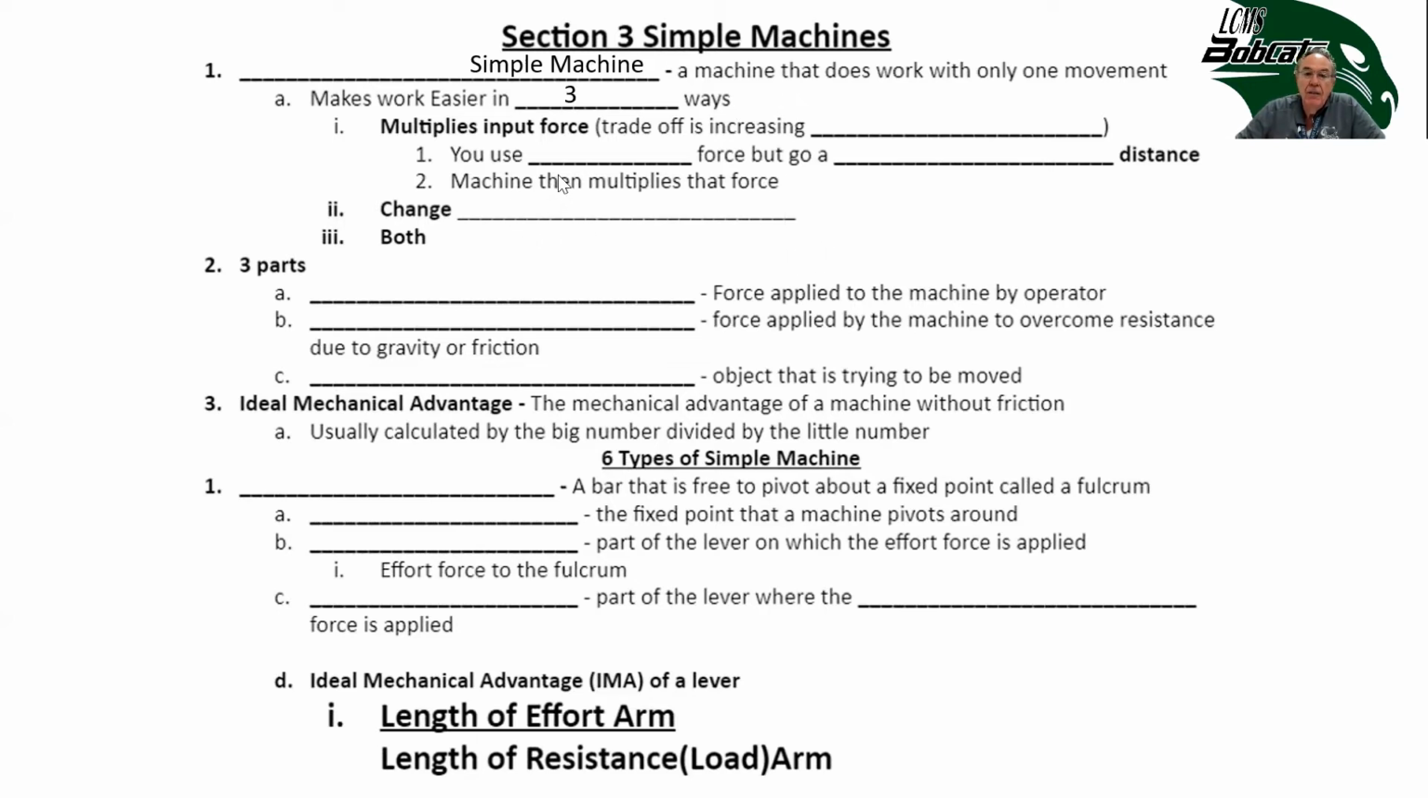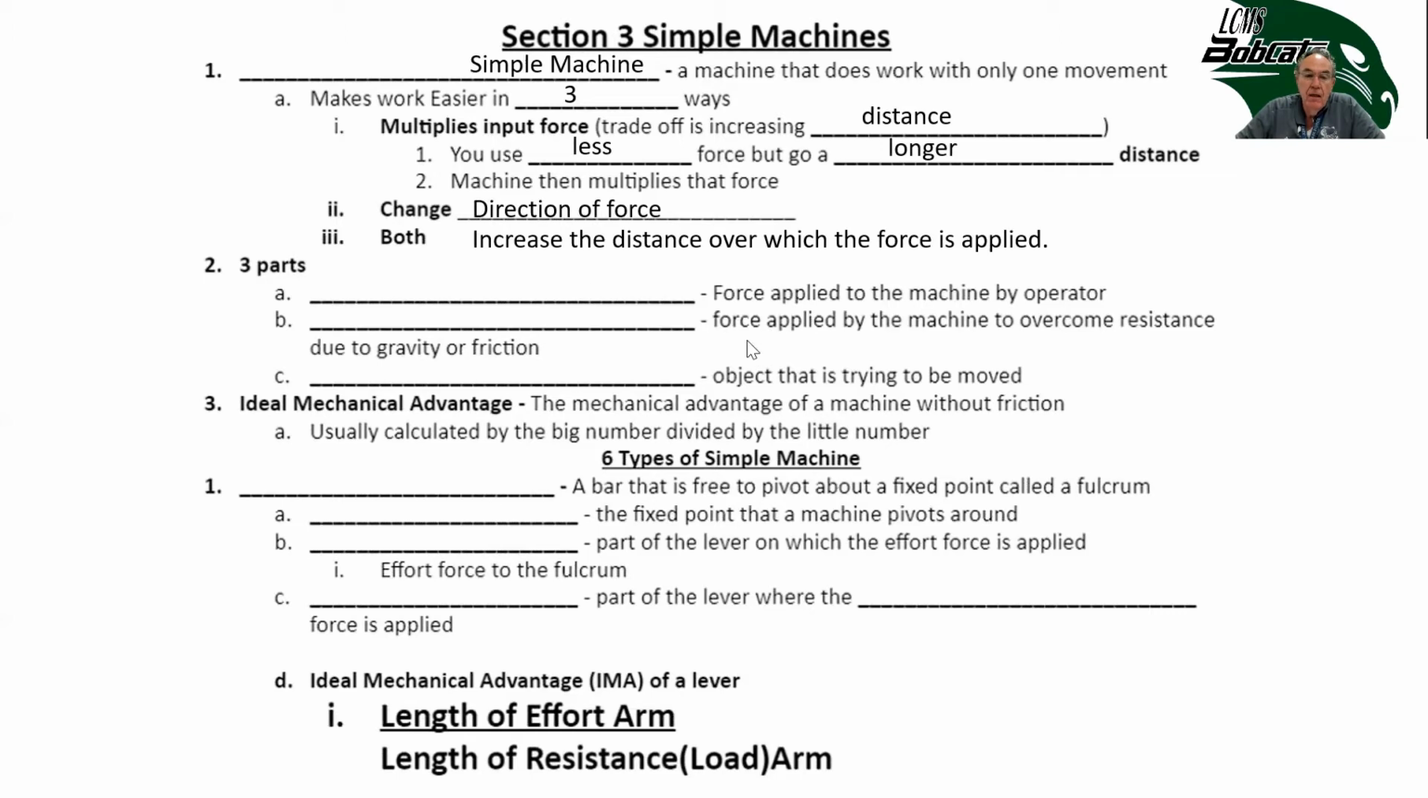Okay? The simple machines make work easier 3 ways. First one is they can multiply our force. And the trade-off is having that long distance over which you have to do the work. You get to use less force, but you have to go a longer distance. And the machine then multiplies your force. Okay? It can change the direction of the force. It can increase the distance over which the force is applied, or it can do both of these.